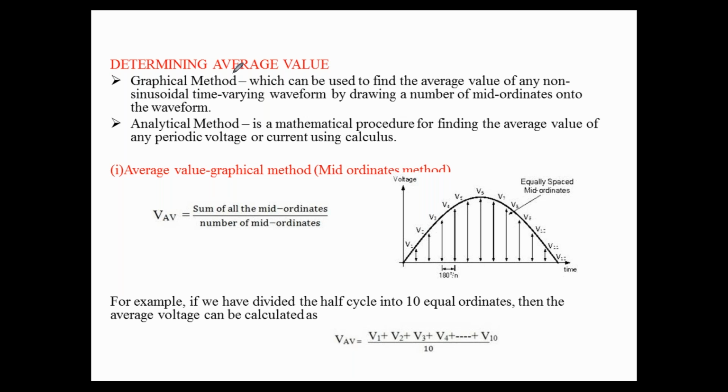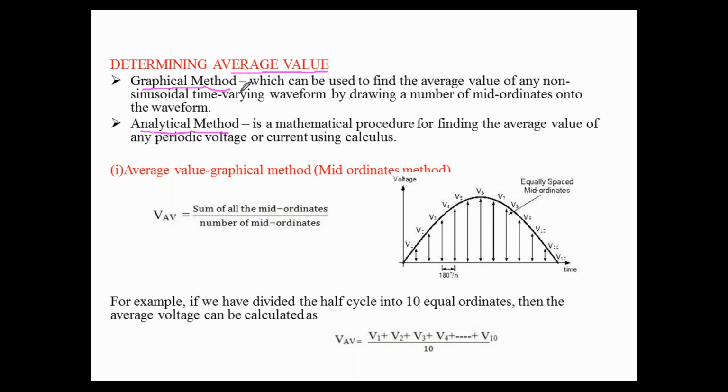Now we'll start with determining an average value. An average value can be determined in two methods: a graphical method and an analytical method. Analytical method means by using the trigonometric equations.